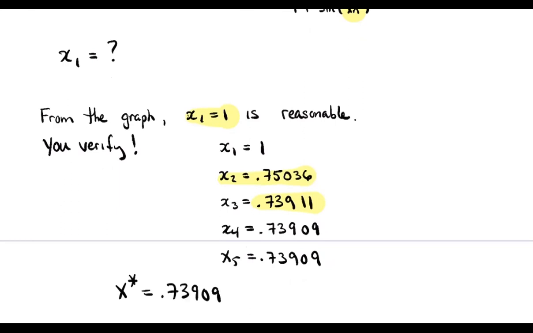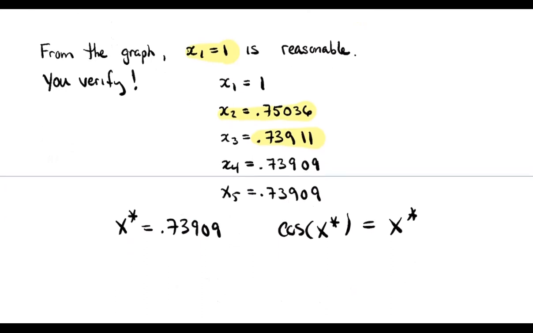0.73909, right? So I'm claiming that the cosine of that number is that number, and it will be approximately equal because these are approximations. And I'm not really saying anything about controlling the error here, so I'm being a little bit sloppy mathematically, but I'm just saying if you run Newton's method until the digits stop changing out to a certain place, then you have accuracy to that place. So in this case, 5 decimal place accuracy. Nice. All right, so watch the spreadsheet video to see how to automate that process.